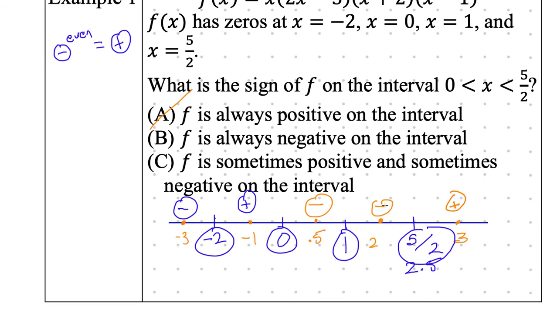So now I have my intervals, and notice that it is asking 0 to 5/2. What are the signs? The signs are always negative. The correct answer is B.